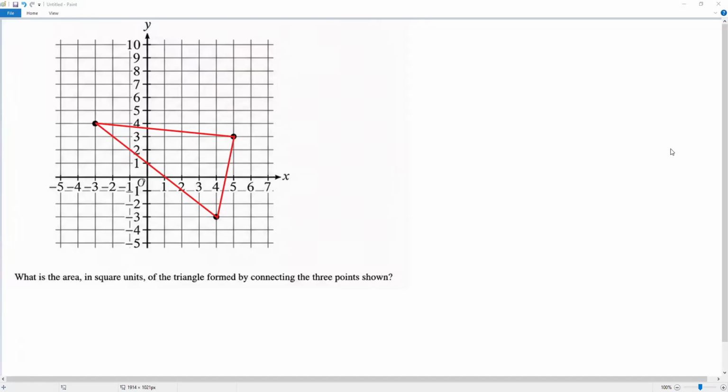Now I am going to draw a rectangle which covers this triangle. Okay, let me do it. Okay, I have drawn a rectangle which covers the given triangle, I mean the triangle drawn in red color.